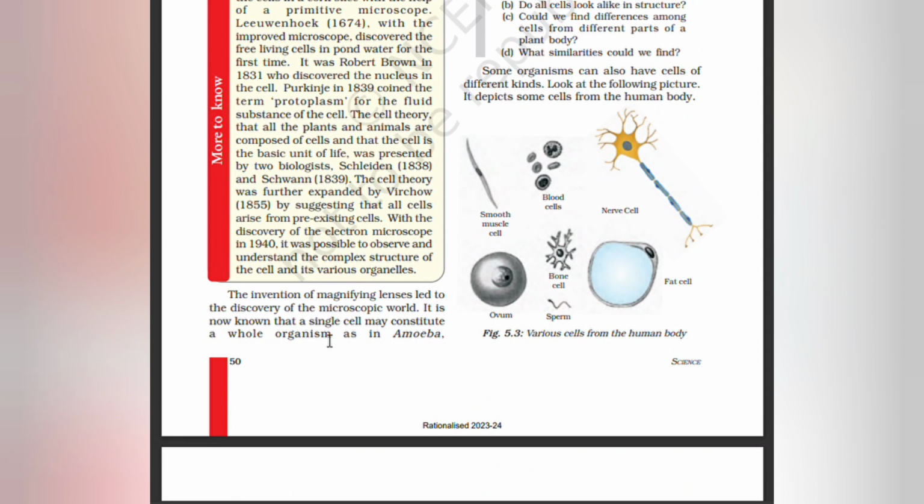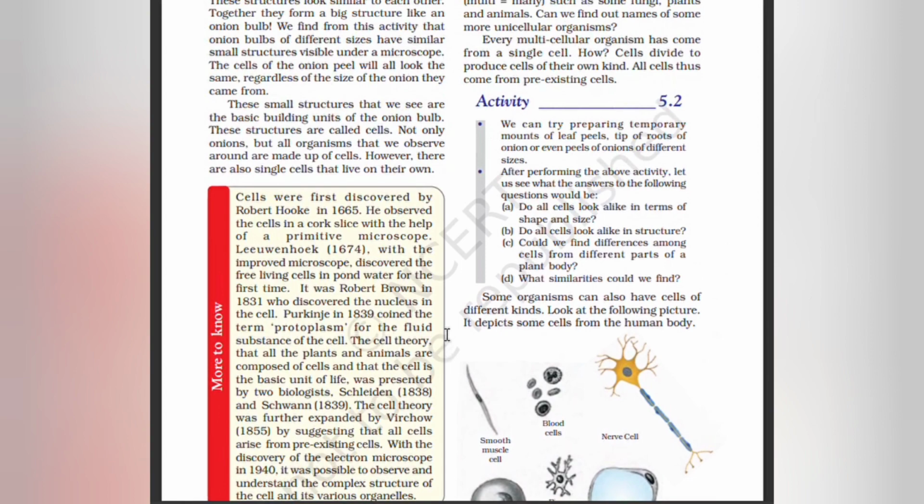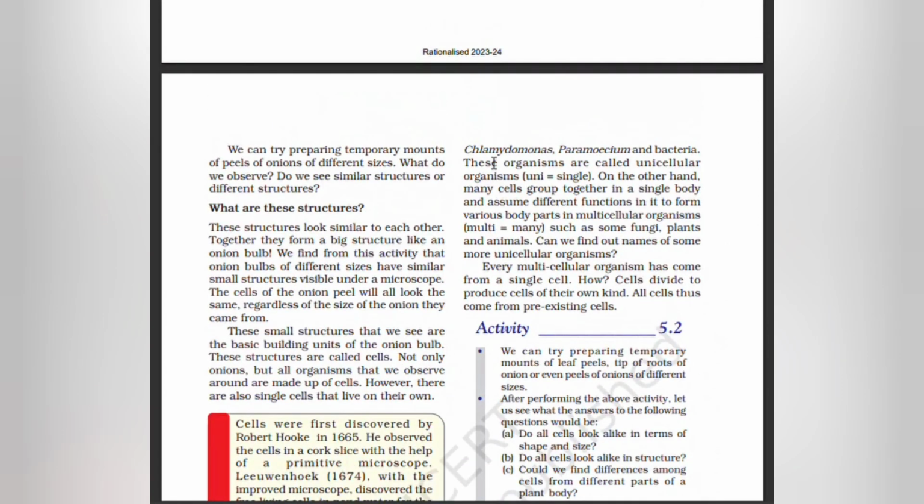It is now known that a single cell may constitute a whole organism, as in amoeba, chlamydomonas, paramecium, and bacteria. These organisms are called unicellular organisms. On the other hand, many cells group together into a single body and assume different functions in it to form various body parts in multicellular organisms, such as some fungi, plants, and animals. Can we find out the names of some more unicellular organisms? Every multicellular organism has come from a single cell.